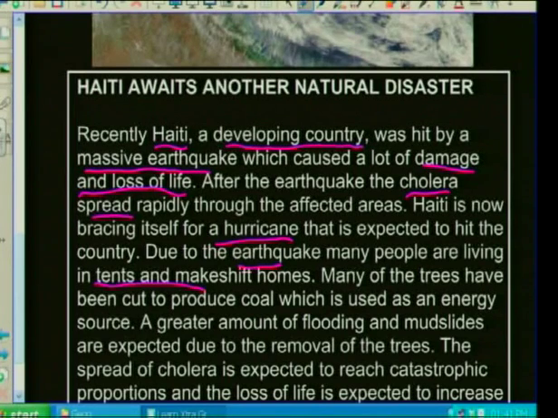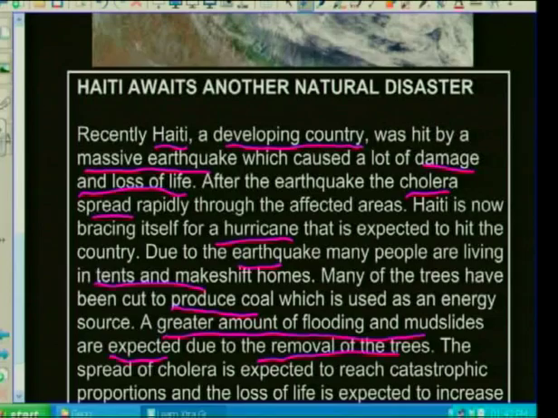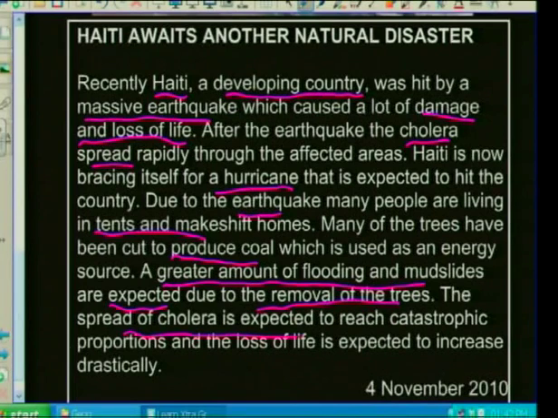Many of these trees have been cut to produce coal, so we're removing the trees, deforestation, out of necessity. Remember, these people need that for keeping themselves warm and cooking, etc., energy source. A greater amount of flooding and mudslides are expected, again because of the lack of vegetation. Already our knowledge of what we studied is coming through due to the removal of trees. The spread of cholera is expected to reach catastrophic proportions, and loss of life is expected.